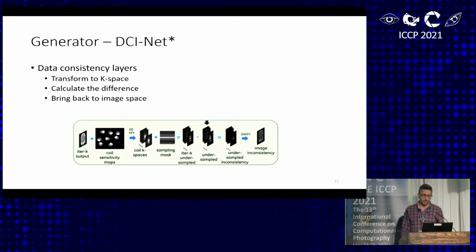the model. A data consistency layer shades the input image with the coil sensitivity maps, transforms the resulting images to K-space, and imposes the sampling mask. Then it calculates the relative difference with the acquired K-space and returns the results to the image domain. This retrieved image or difference image ensures that the model generates images that are consistent with the corresponding undersampled K-space.